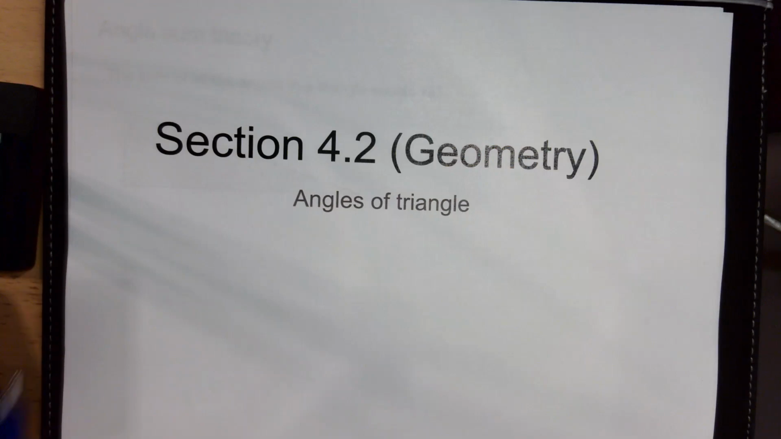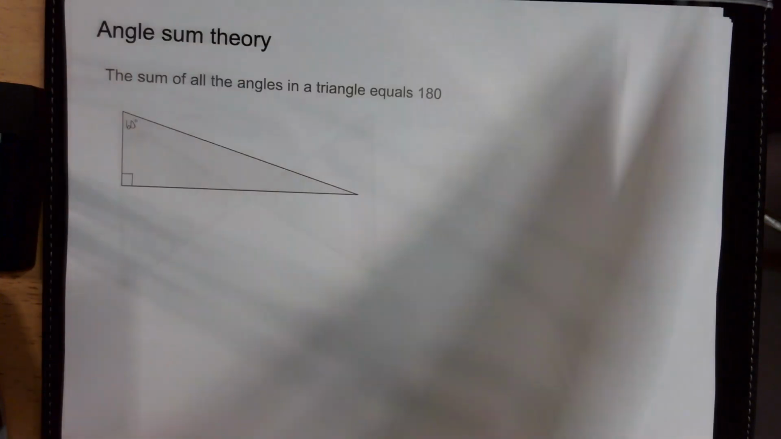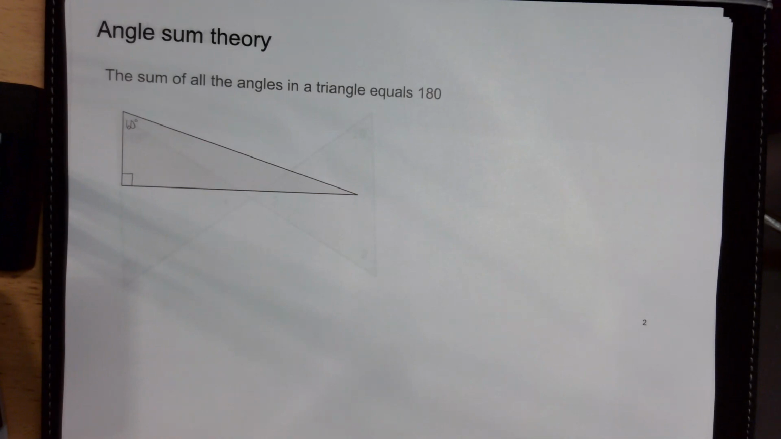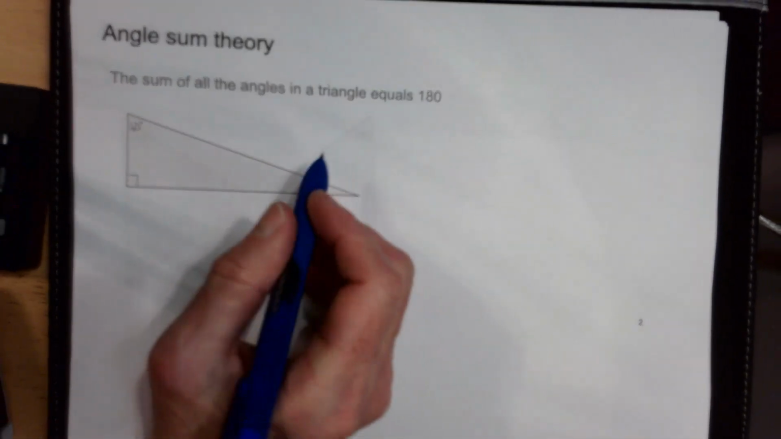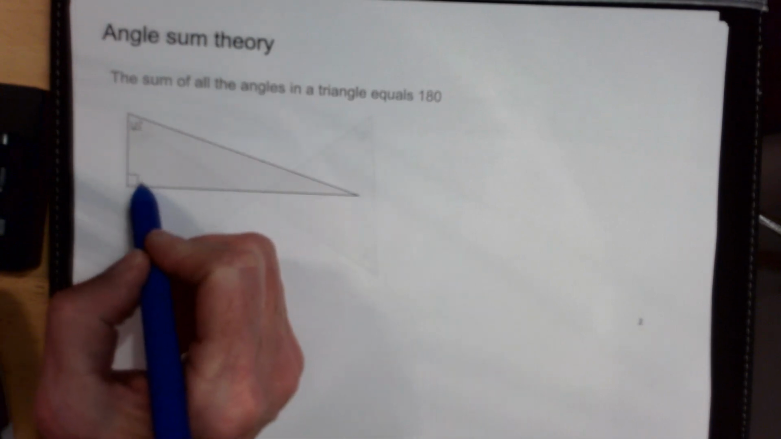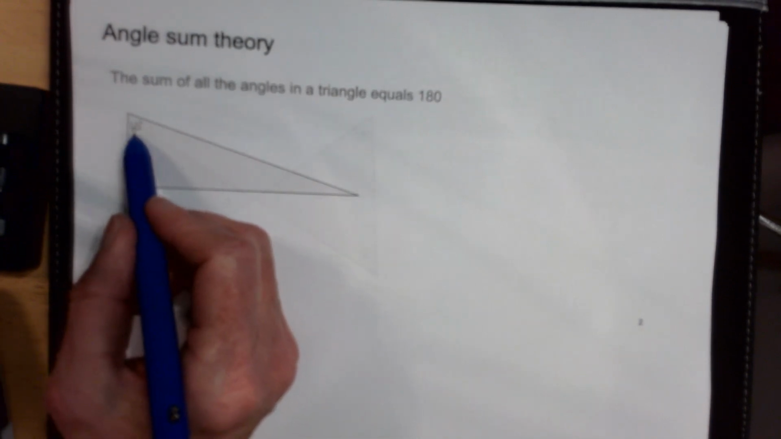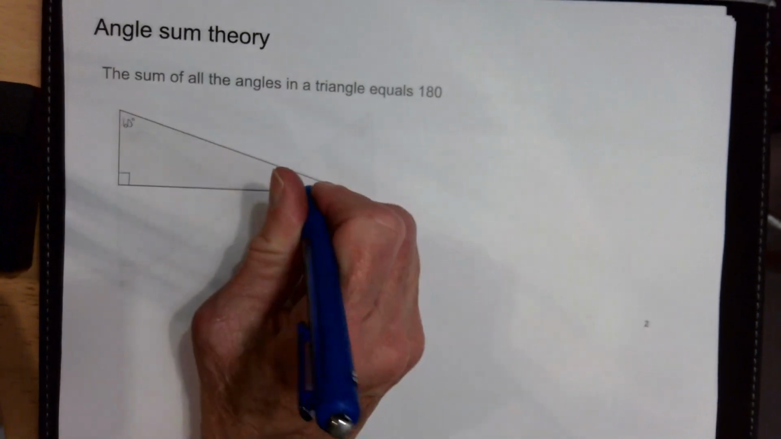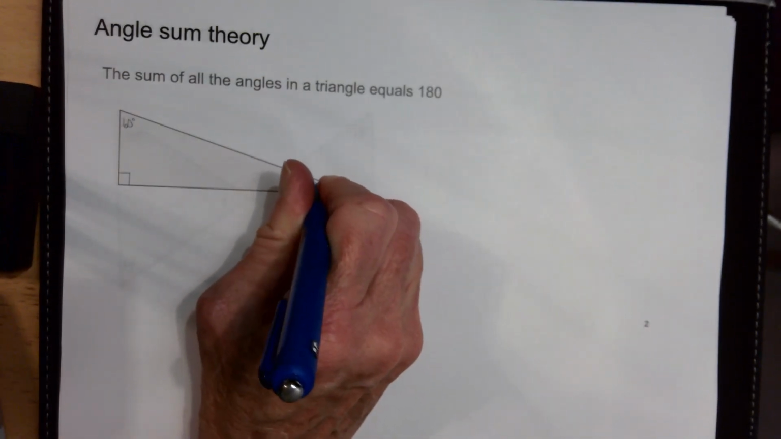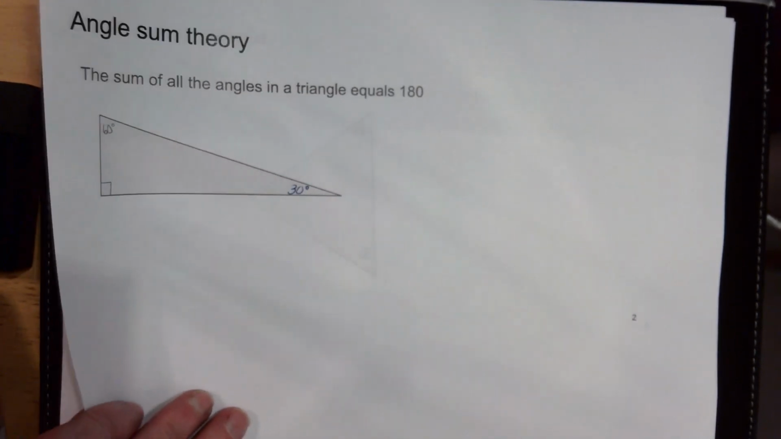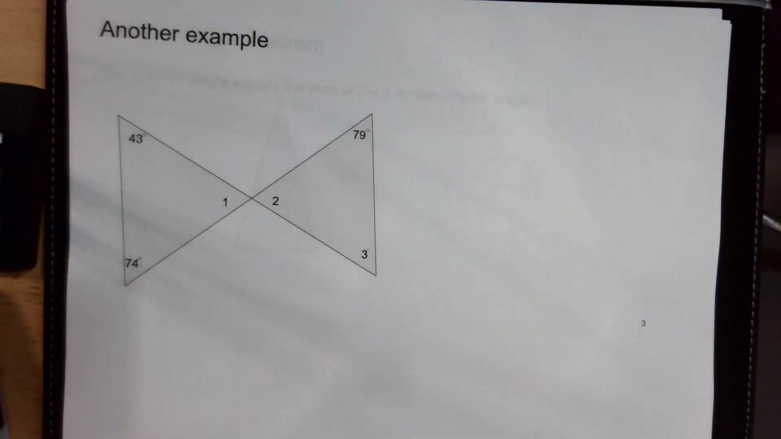Okay, section 4.2 has to do with angles of a triangle. We've already done this. The sum of all the angles of a triangle equals 180. So if I know that this is 90, because you have that in the right angle, and I know that that's 60, that's 150. So this one would have to be equal to 30. So you're going to use stuff like that to solve triangles.